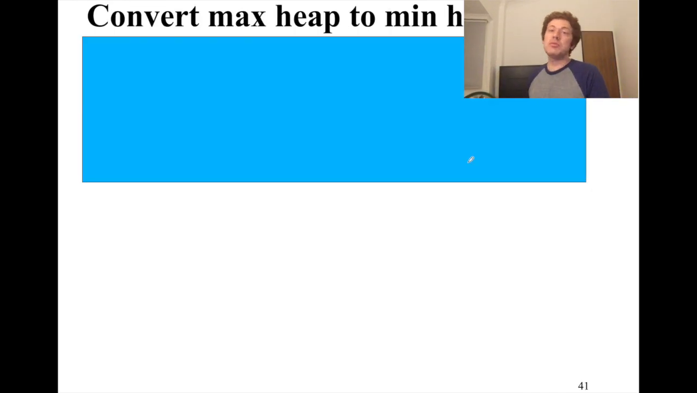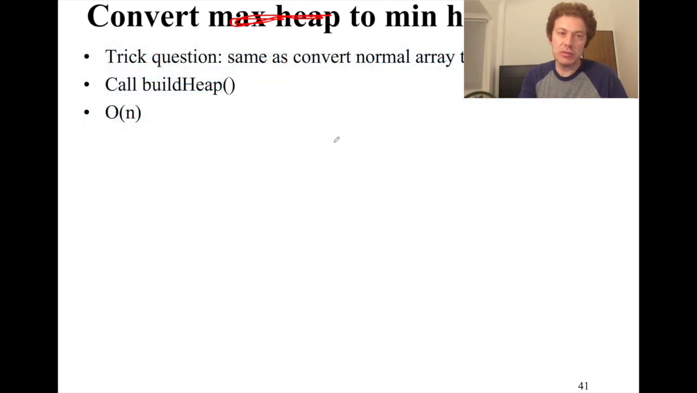Convert max heap to min heap in linear time. This is just a tricky question actually. Max heap is basically an array, right? It is just a specially formatted array, but it's an array. Convert an array to a min heap in O(n) time, I can do it with a build heap function. So this is a trick question actually.